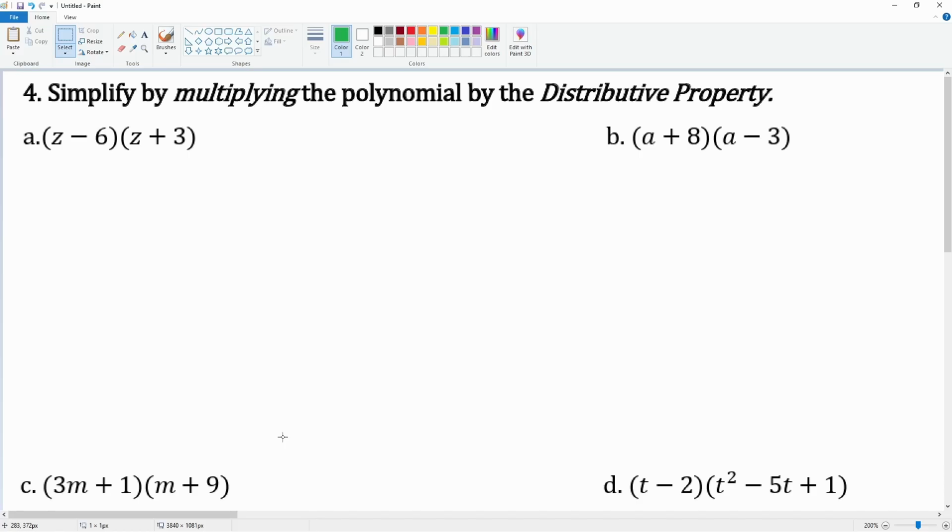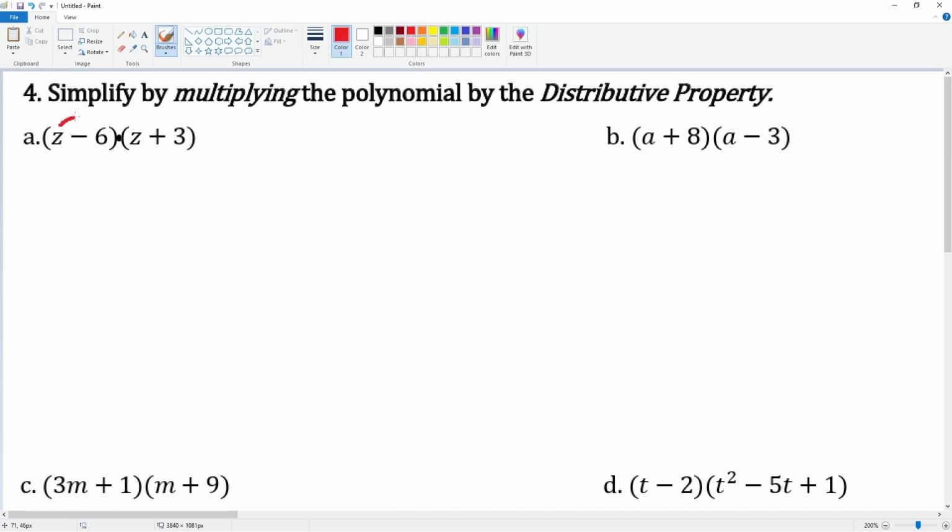Okay, number 4 here. We're going to simplify by multiplying the polynomial. We know they're multiplying because, notice, it's attached via multiplication here. So it's a binomial times another binomial. You're going to see the distributive property happening 4 times.